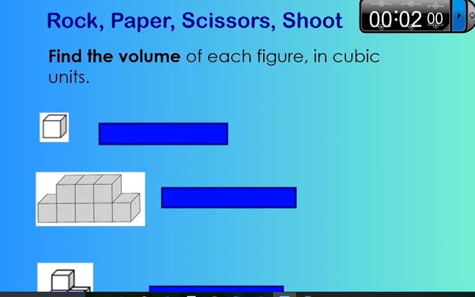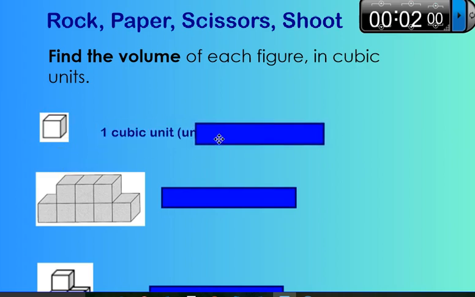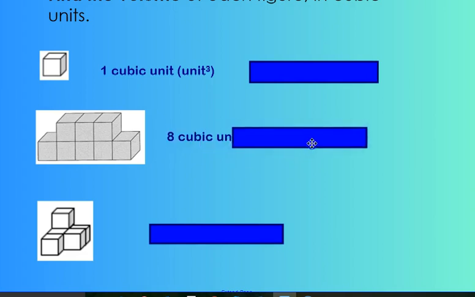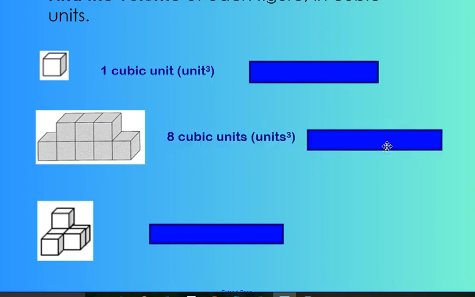So let's look at this. What is the volume of this? Well, that's easy. It is 1 sugar cube, right? What is the volume of this? It is 8 cubic units, or sugar cubes.